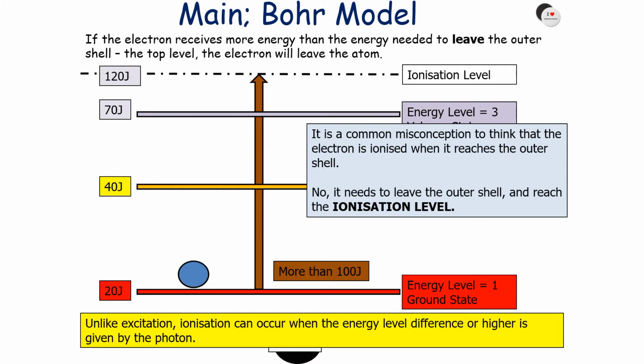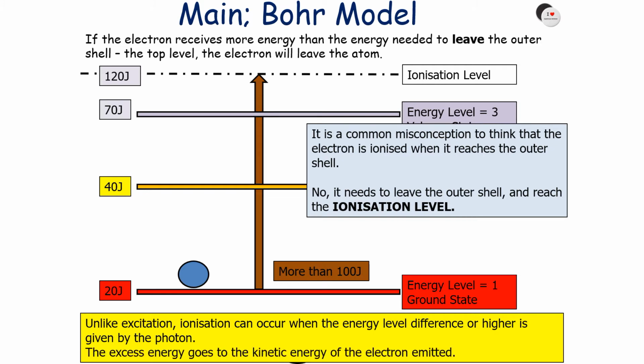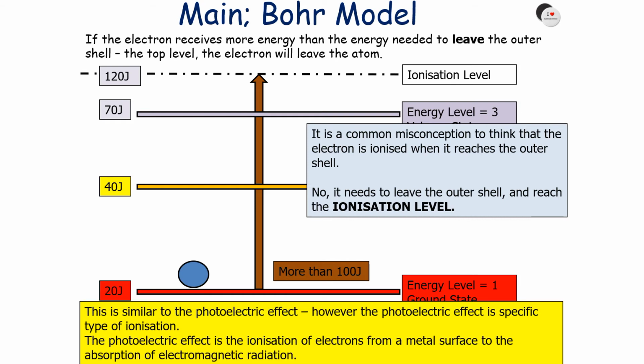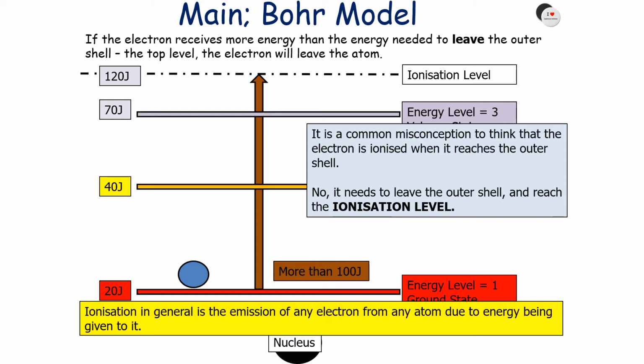Now unlike excitation for a photon, ionization can occur when the energy level difference or higher is given by the photon, and any excess energy goes to the kinetic energy of the electron emitted. So again, in ionization, not all of the kinetic energy of the electron will need to be passed to the atom in the particular collision. So this is similar to the photoelectric effect. However, the photoelectric effect is a particular type of ionization. The photoelectric effect is the ionization of electrons from a metal surface due to the absorption of electromagnetic radiation. Now, ionization in general is the emission of any electron from any atom due to energy being given to it.